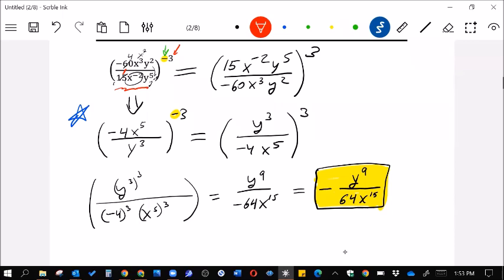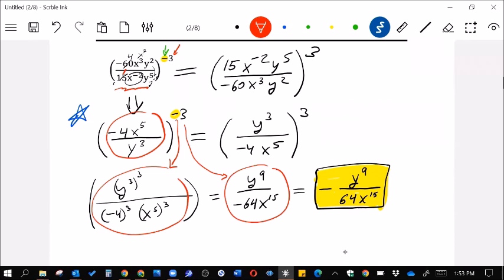So this one focuses on cleaning up the inside, applying the outside negative, which isn't really a negative. It's simply a mathematical symbol telling you to flip the numerator and denominator. Then applying the 3, and then cleaning it up by putting the negative in front. There's nothing else to simplify here.